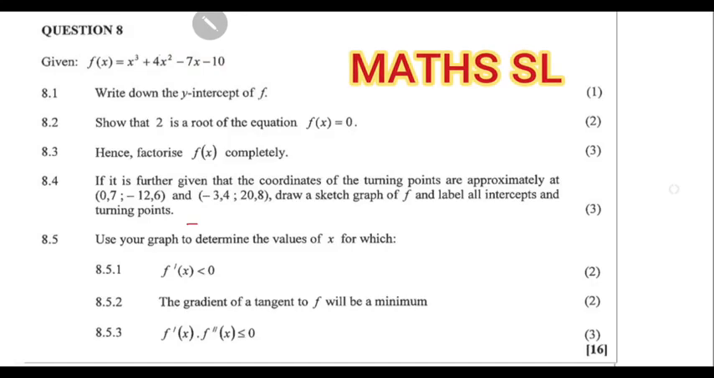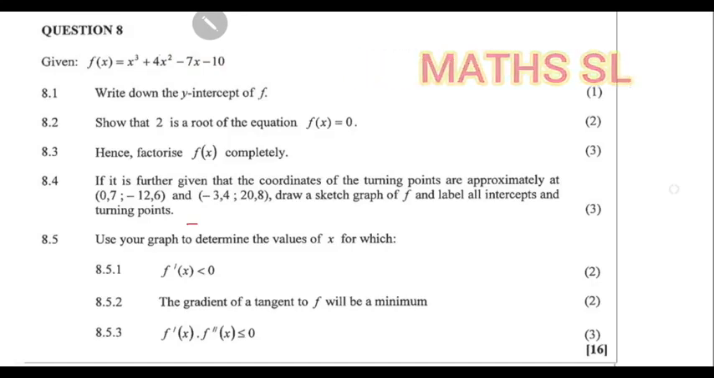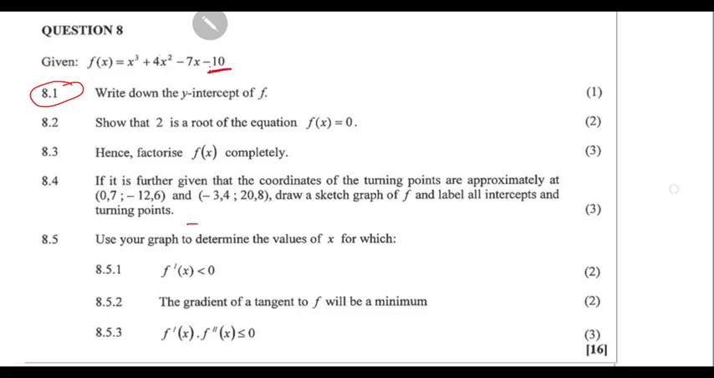I'm Thaqib Latif. This is the question from DBE May/June 2023. The question says f of x is equal to x^3 + 4x^2 - 7x - 10. The first question says write down the y-intercept of f. So the y-intercept is this one, negative 10, so (0; -10). This is the y-intercept.